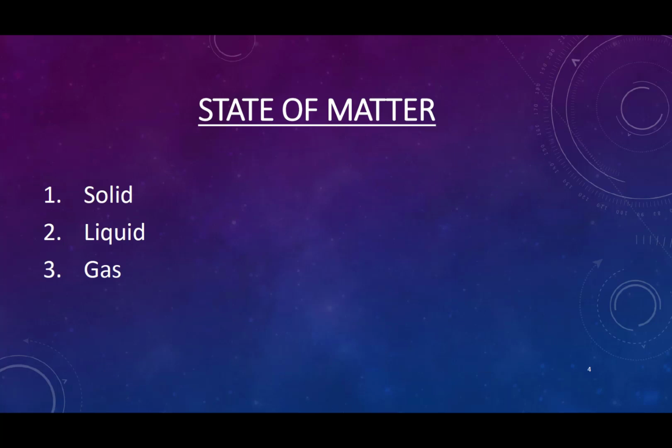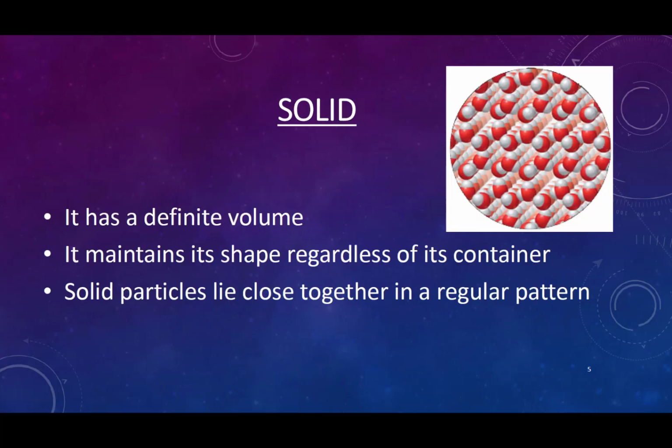Now, what are the states of matter? States of matter include solids, liquids, and gases. Now let's talk about solids. Solids have definite volume, and they also have a definite shape. That means they maintain their shape regardless of the container they are placed in. If you consider your pencil, if you put it in a glass, or in a big jar, or in your pencil case, it keeps its shape, maintains its shape, no matter where you place it.